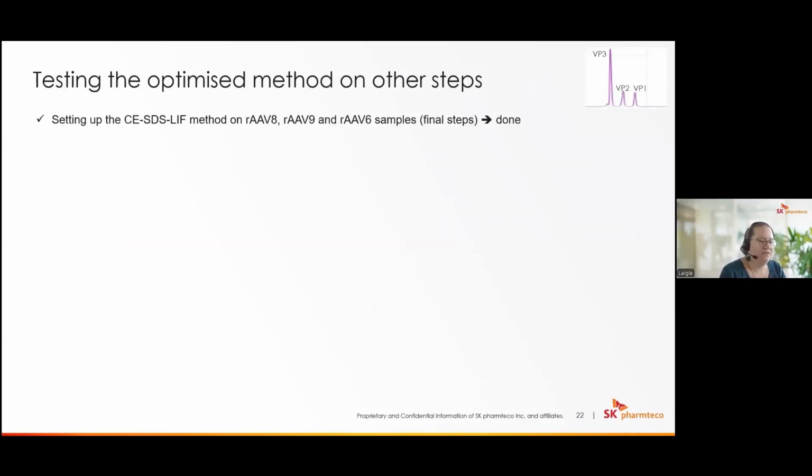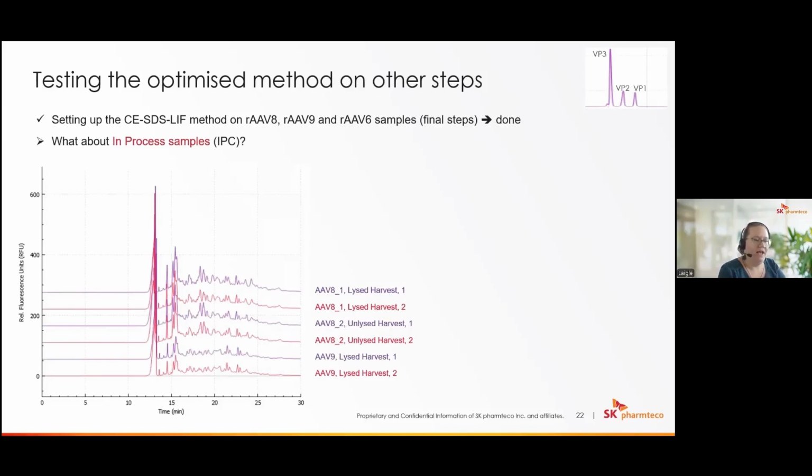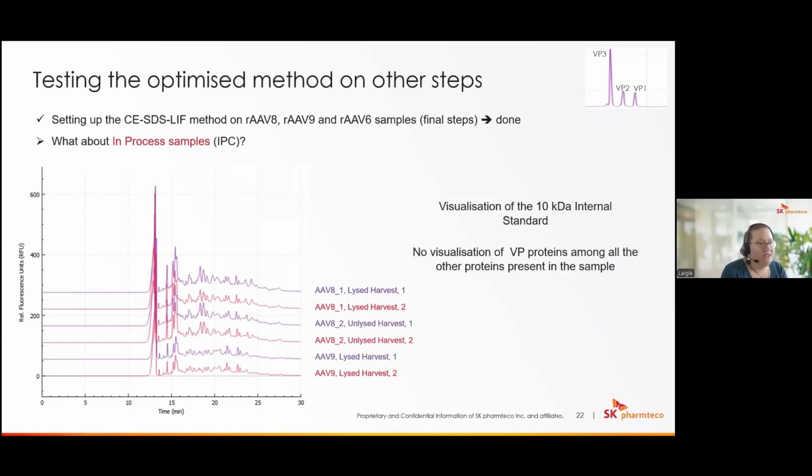After having successfully optimized the method to test and quantify different rAAV serotypes at final steps, so DS and DP, we wanted to see if we could test in-process control samples using the CE-SDS LIF method. To do this, we tested rAAV8 and rAAV9 samples at early steps of the production processes, so here lysed harvest and unlysed harvest, using the CE-SDS LIF method optimized for our products. The resulting electropherogram showed good visualization of the internal standard, but no visualization of the VP proteins due to a high background noise. It therefore appeared necessary to optimize the method for the IPCs.